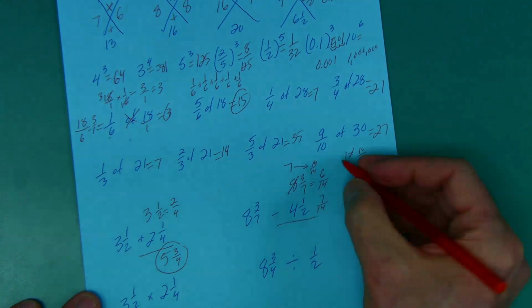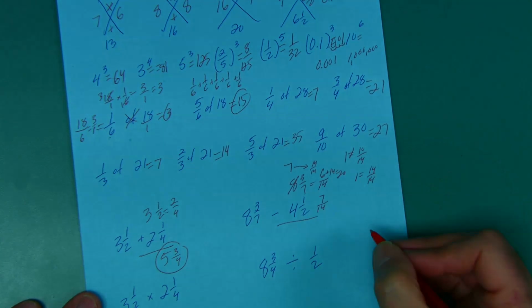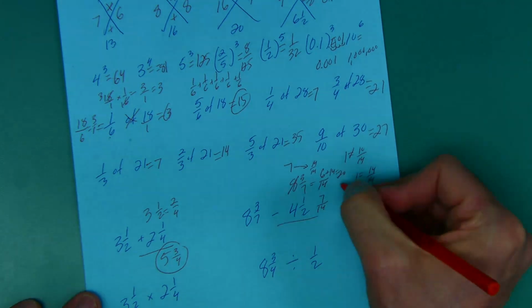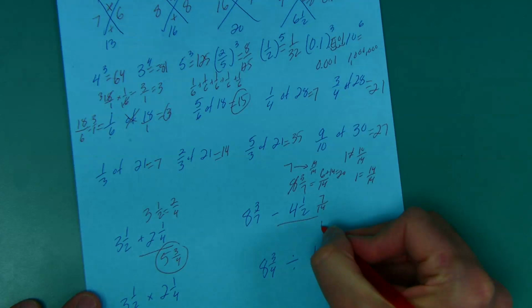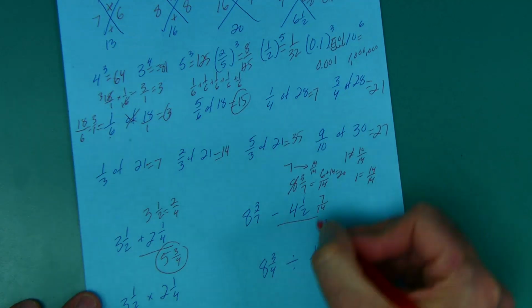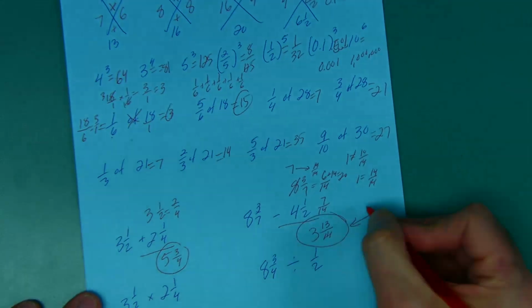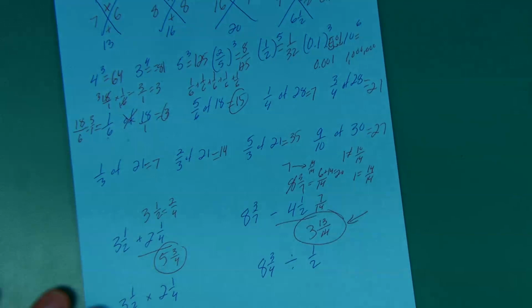If I had 6 and I got 14 more, now I have 20. And now I subtract: 20 minus 7 is 13. And then 7 minus 4 is 3. 3 and 13/14ths. And again, I think that's one of the hardest problems you end up doing in 6th grade math.